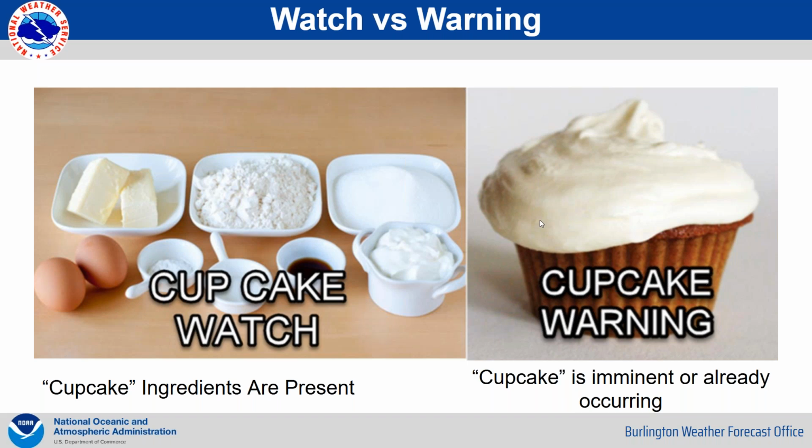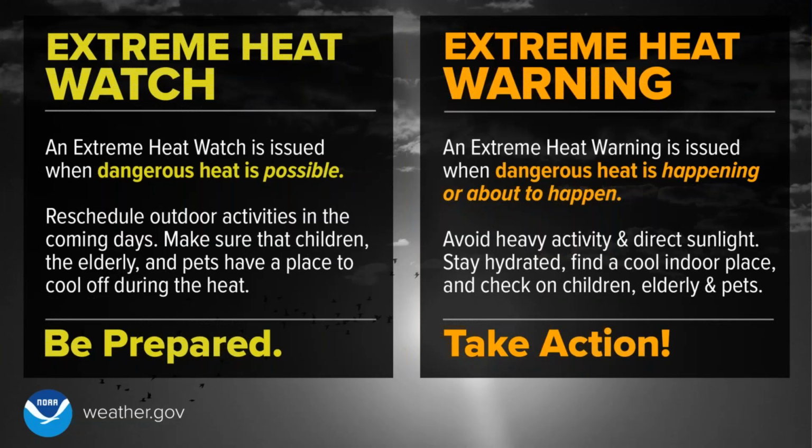The warning is when you get to the point where you've mixed your butter, cream, and vanilla, and everything is ready to make your cupcake. So your cupcake warning is it's been put together, it's been prepared in the oven, and you're ready to enjoy. The same thing with severe weather. All the ingredients have now come together, and we can visually see it on radar or satellite or our receiving reports. So the warning is it's imminent or occurring.